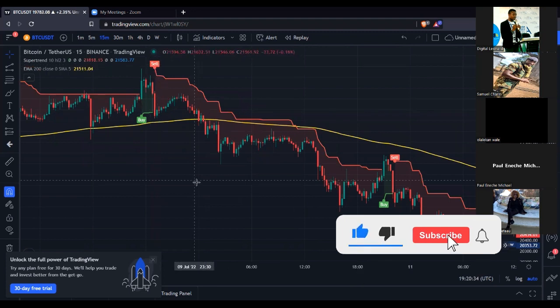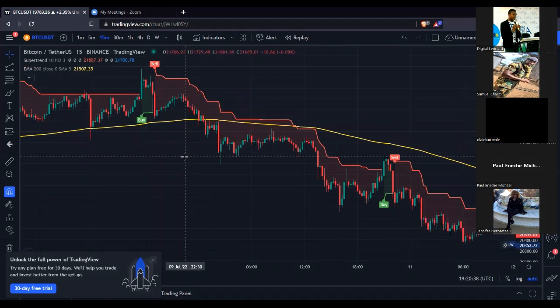Now, one thing you should note is that this moving average at times serves as both support and resistance to the market.